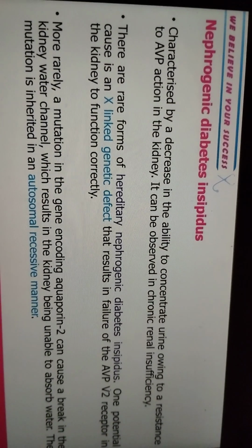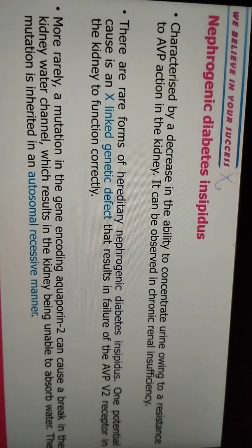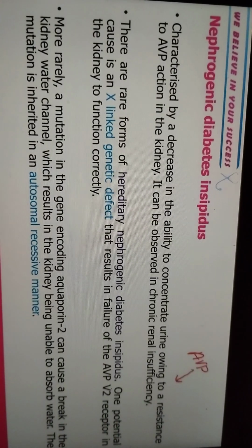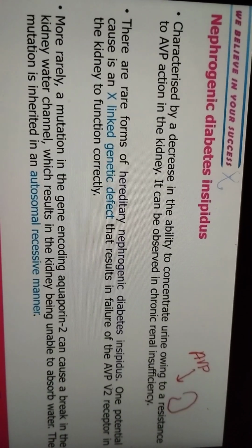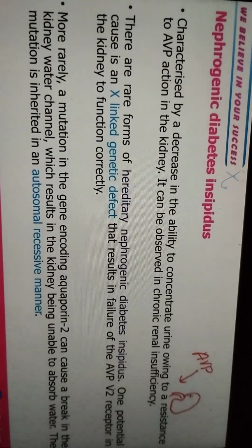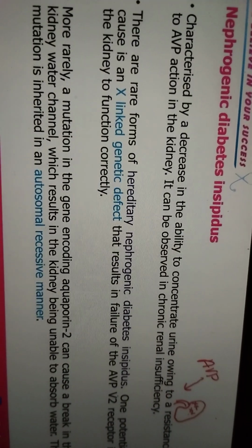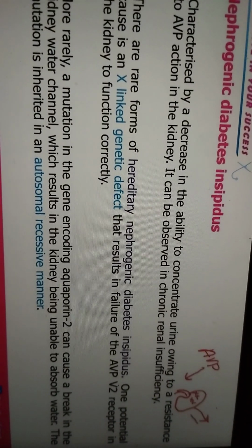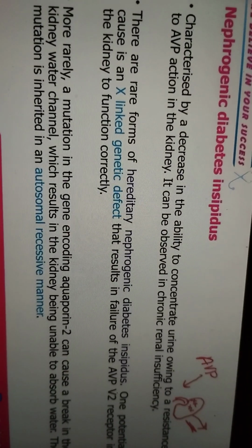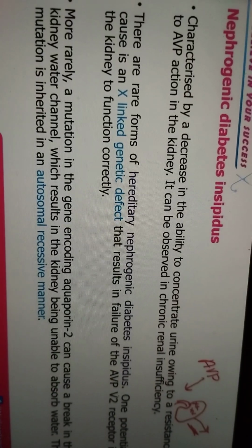The hormone, once released from the hypothalamus, or the posterior pituitary, I mean, it will go to the kidney to function, but there is a resistance to its function. This resistance usually is due to chronic renal failure. Maybe the patient is already having a renal problem or chronic renal failure. So the arginine vasopressin is not working properly.